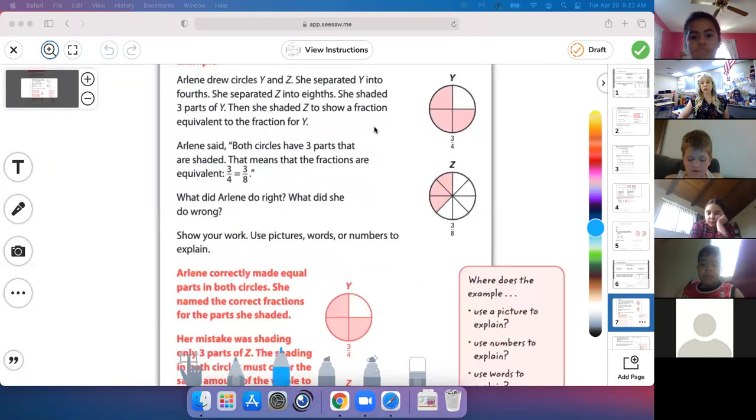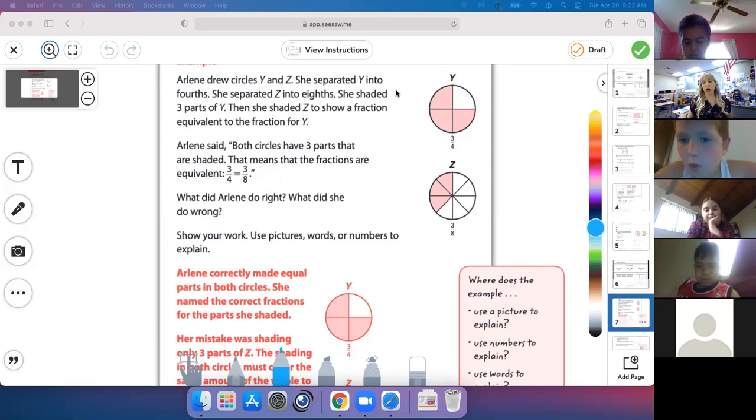It says Arlene drew circles Y and Z. She separated Y into 4ths. She separated Z into 8ths. She shaded 3 parts of Y, and she shaded Z to show a fraction equivalent to Y. Arlene said, both circles have 3 parts that are shaded. That means the fractions are equivalent. They're the same, 3/4 and 3/8. What did Arlene do right? And what did she do wrong?